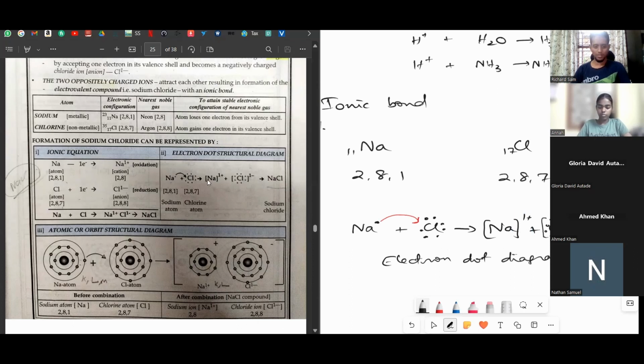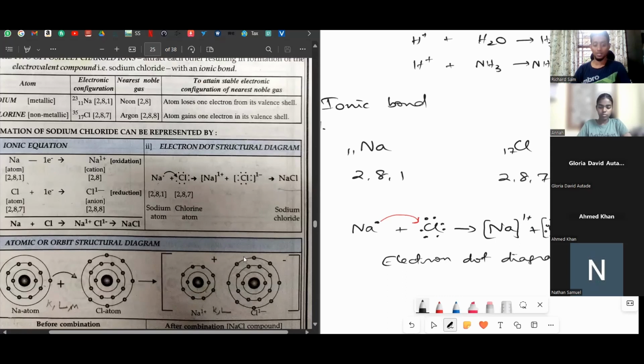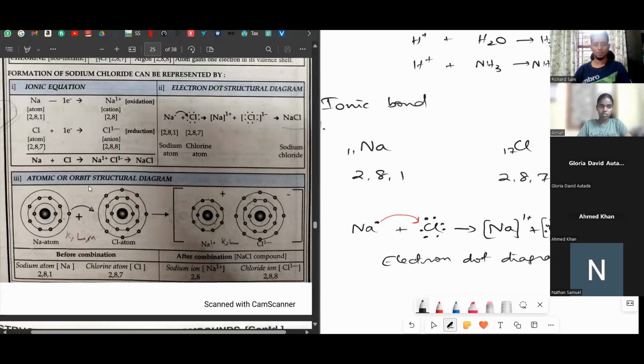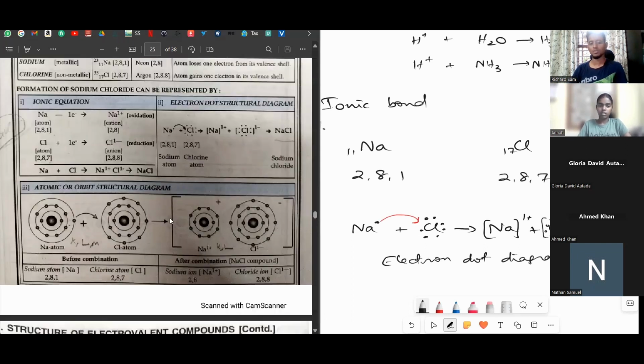Now, before we look at the electron dot diagram, what you see down here is the atomic or orbit structural diagram. Here, sodium is shown with all its orbits: 3 orbits, and the outermost orbit has 1 electron. Chlorine also has 3 orbits, and the outermost orbit has 7 electrons. Na goes from 3 orbits to 2 orbits, and chlorine has its 3 orbits with 8 electrons. So Na becomes Na1 plus, and chlorine becomes Cl1 minus. That is the orbit structural diagram.